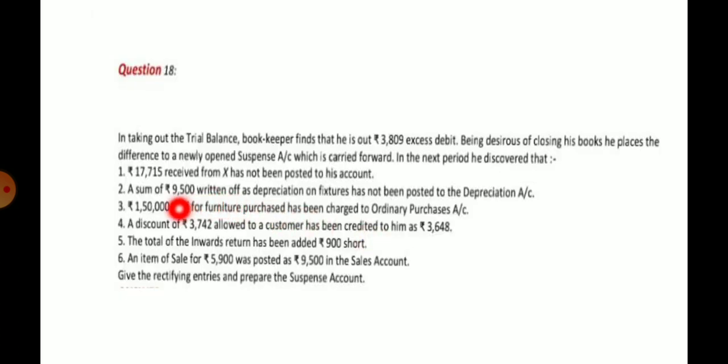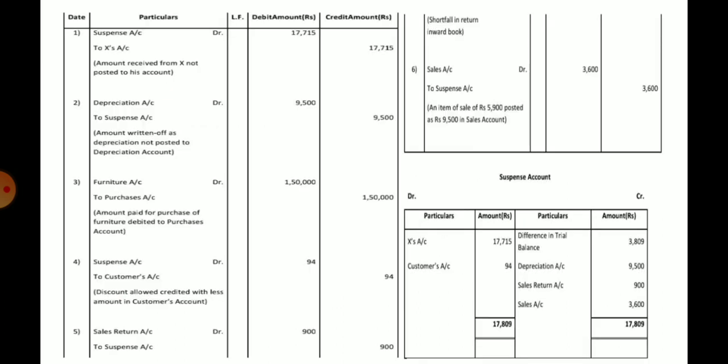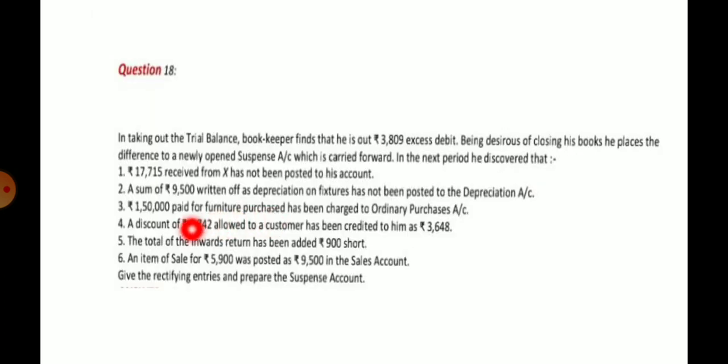Now the sum of 9,500 written off as the depreciation on fixtures has not been posted into the depreciation account. So the depreciation is not entered to the book, so depreciation to suspense account. Okay. Next transaction is 1,50,000 paid for furniture purchase has been charged to the ordinary purchase.